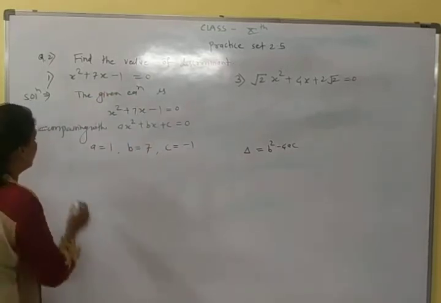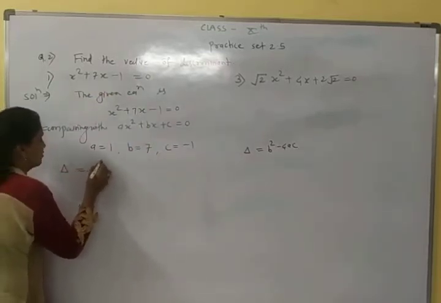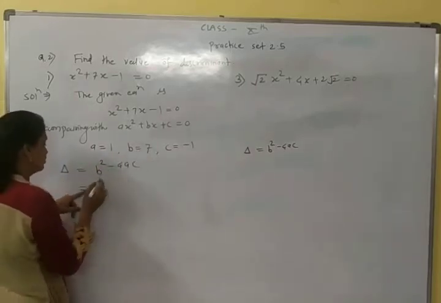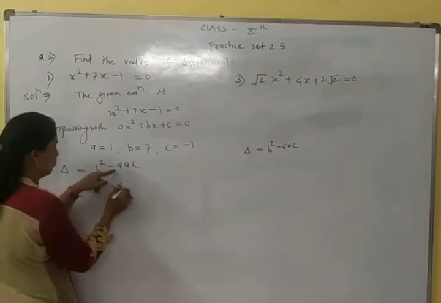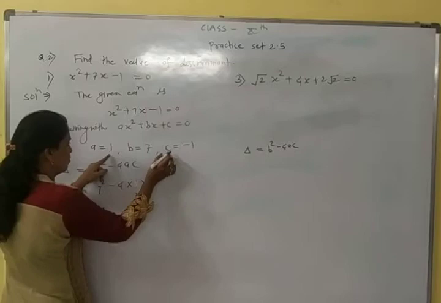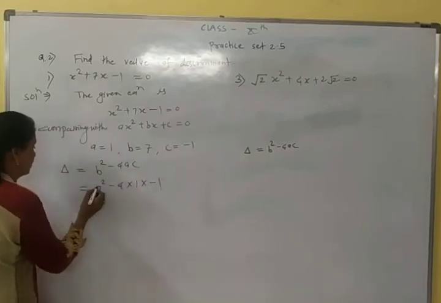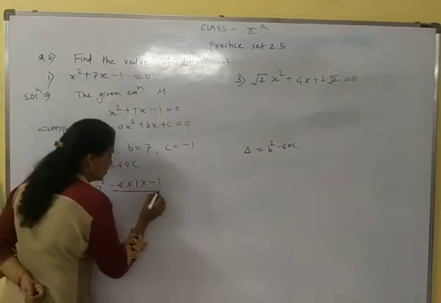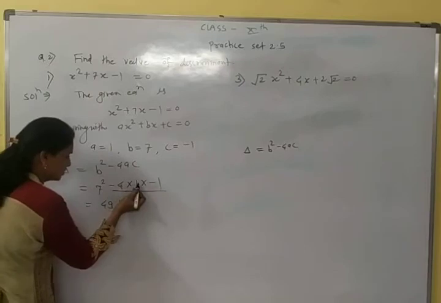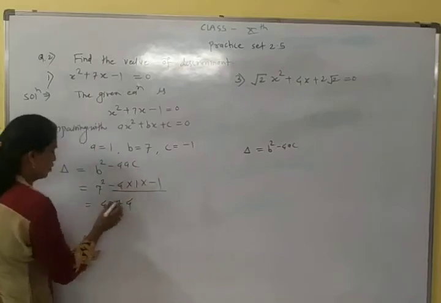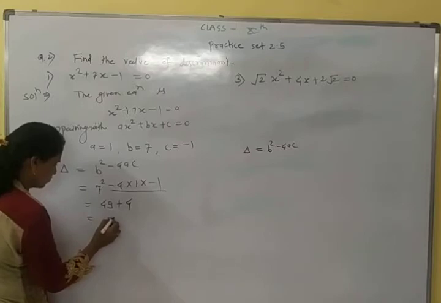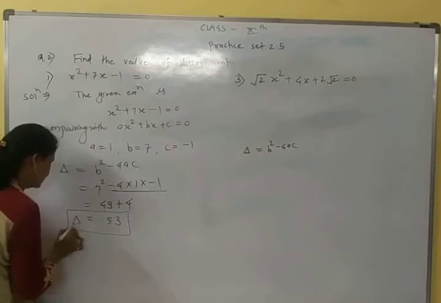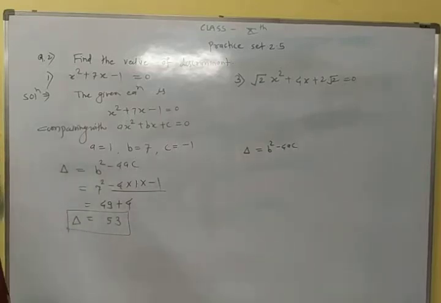Then find the value of delta, means discriminant, and discriminant means b square minus 4ac. Put the value of a, b, c. Here b equal to 7, means 7 square, minus 4 into a, means 1, and c, value of c is minus 1. Then first we have to solve square. 7 square equal to 49. Here minus into minus is plus, 4 ones are 4, again 4 ones are 4. 49 plus 4 equal to 53. Therefore, the value of discriminant is 53. Okay.